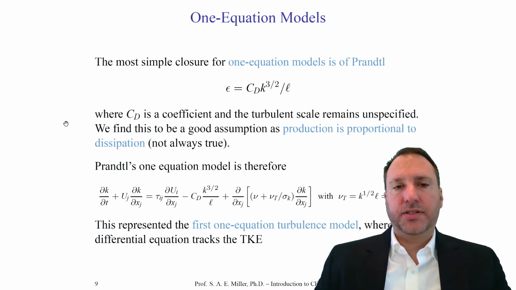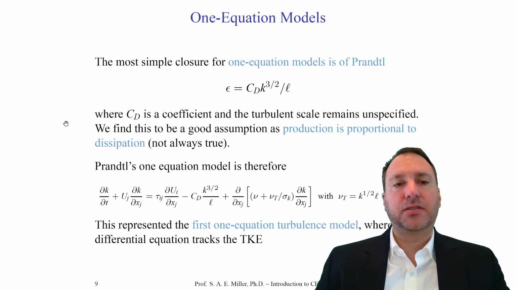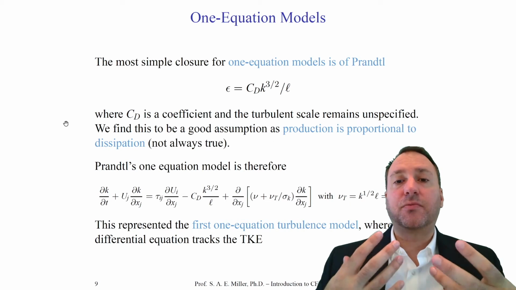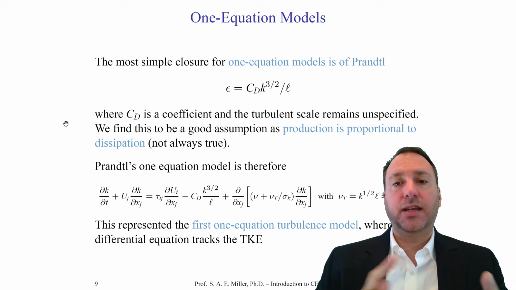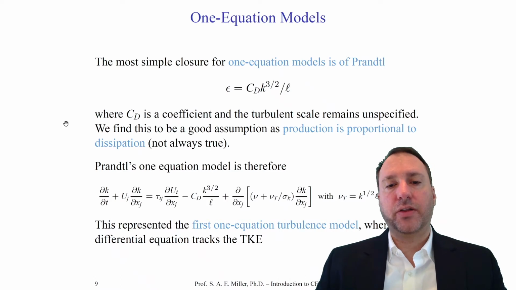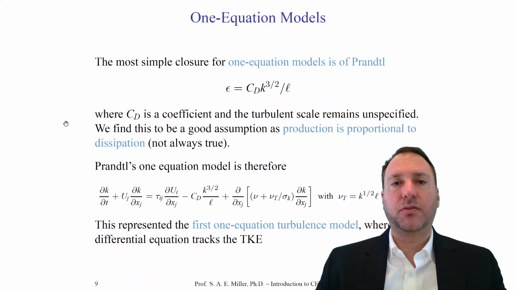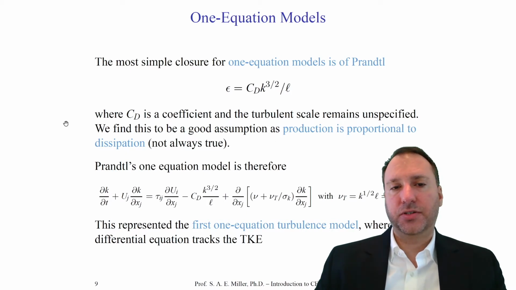It would be good to find an approximation as the production would be proportional to the dissipation. If the production of turbulent kinetic energy, that is the rate at which it is created, is equal or proportional to its dissipation, that is the rate it is destroyed, then we can simplify our whole model now. And we'll do that in Prandtl's first one equation model, which represents really one of the first one equation turbulence models, which was very popular, although it's not very much used today.